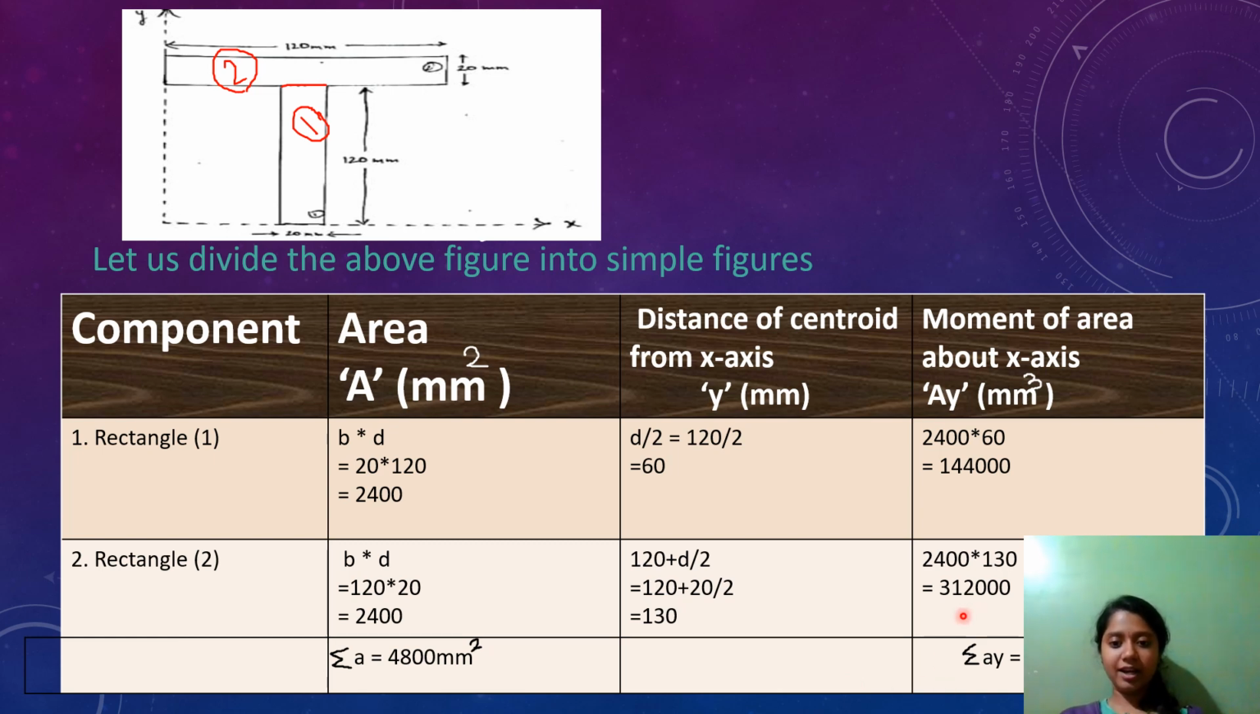After finding the area, distance of centroid from x-axis and moment of area, we have to add all the area, that is summation of area. We have to calculate the summation of area and summation of moment of area about x-axis. Summation of area, that is 2400 plus 2400, we get 4800 mm square, and moment of area, that is 1,44,000 plus 3,12,000, we get 4,56,000 mm cube.